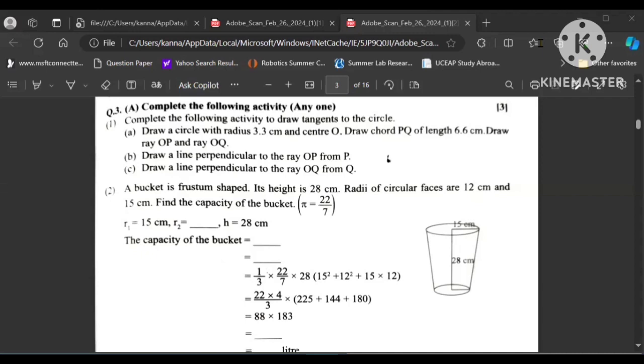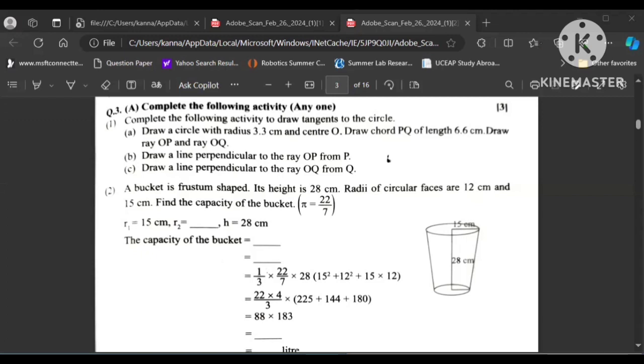We are doing lecture number 2 of the same paper 1. We are solving geometry paper 1, lecture number 2 of it. Now question number 3 onwards we start. What it says, question number 3 again, complete the following activity. You have to complete the following activity, okay?